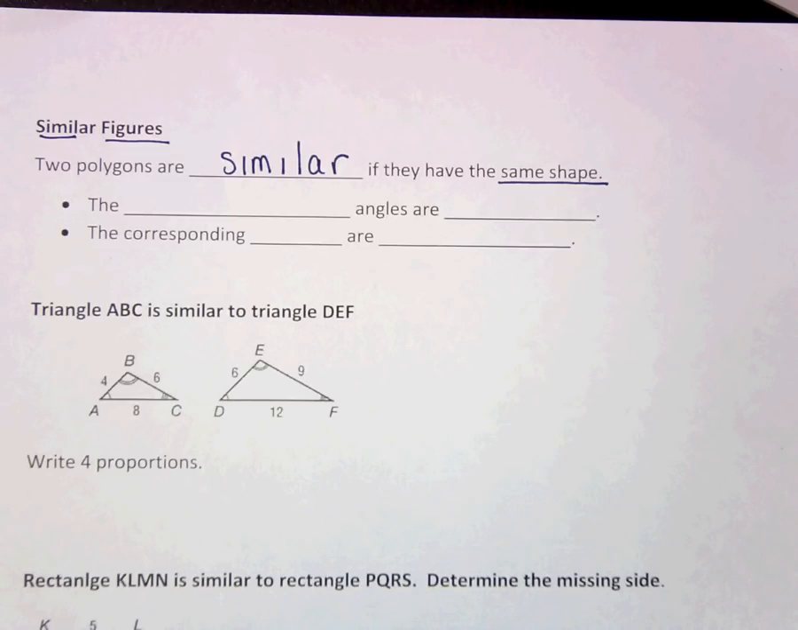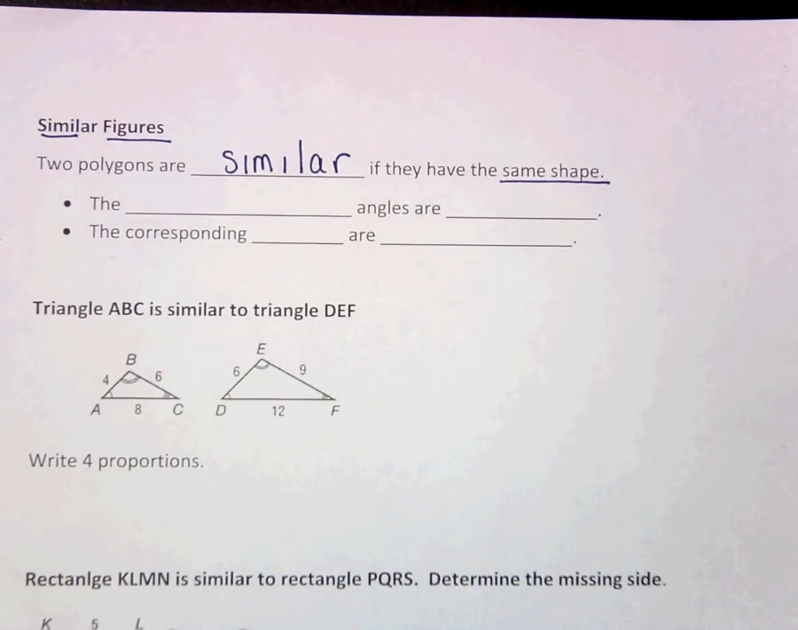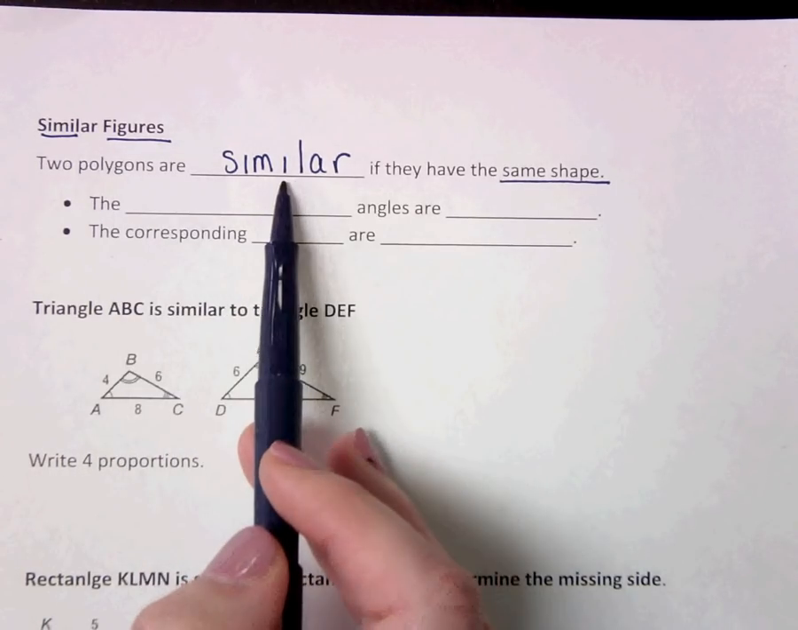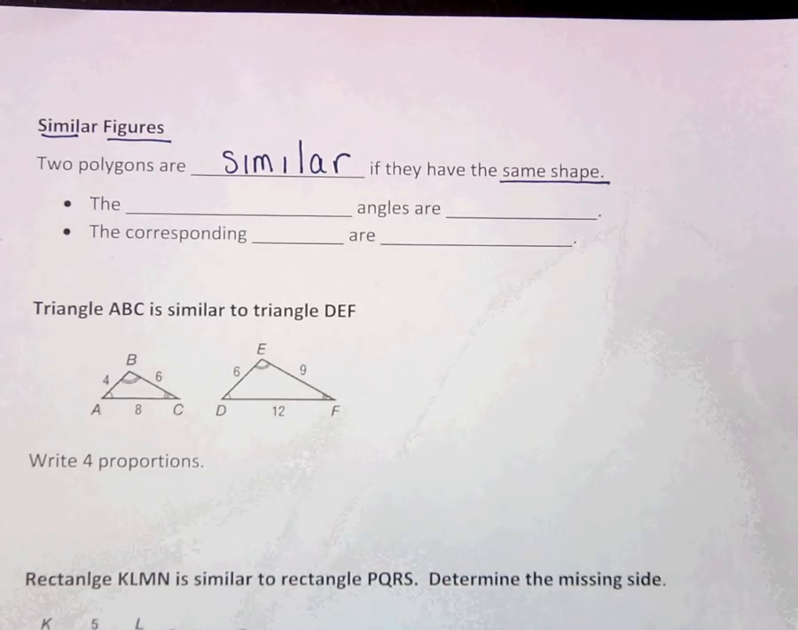Okay, in this lesson, we're going to talk about similar figures. This should be familiar to you because you have talked about similar figures in the past. And we know that two polygons are similar if they have the same shape. They can have the same size, but they don't necessarily have to. They just have to be the same shape.